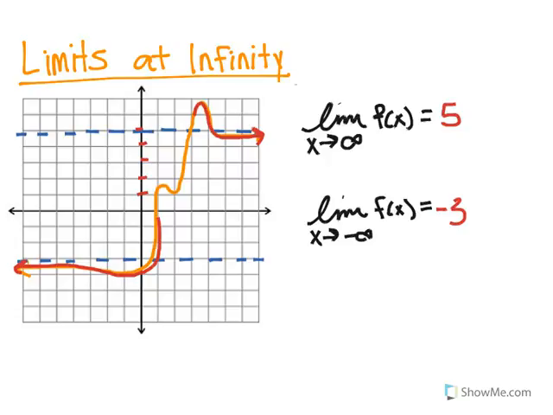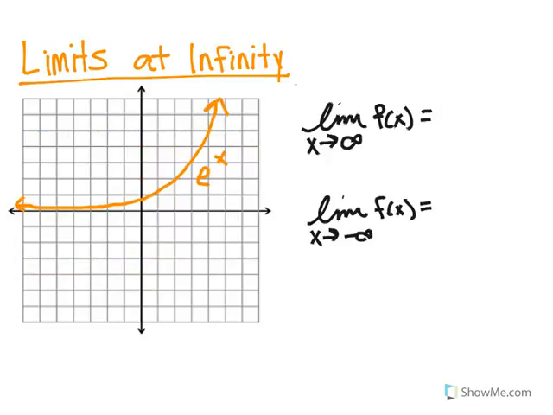Let's take a look at a couple more. This is our parent function, e to the x. We're going to take a look at the limits as we approach infinity and then negative infinity. I'm going to start with positive infinity first, so I'm going to trace along the right-hand part of my graph. This is actually just going to continue going up and up and up forever. So this limit is actually infinity.